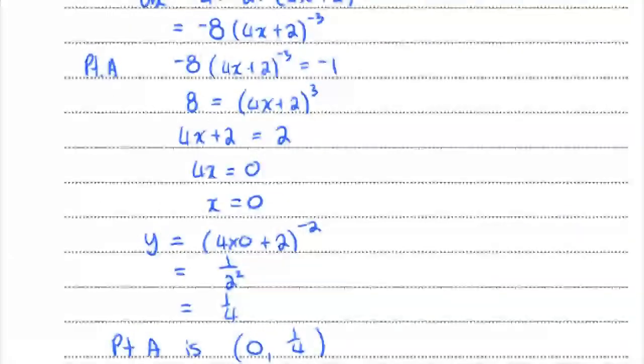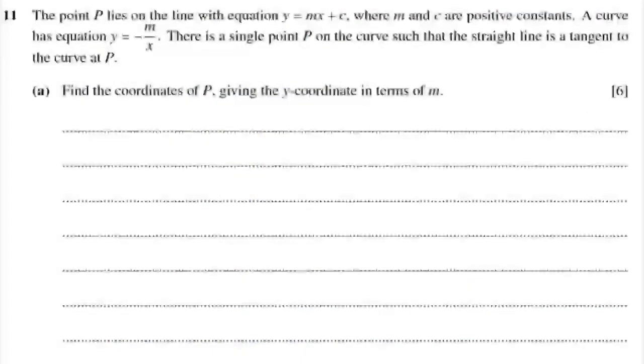Okay, can't fit much more on. Right, question 11, the point P lies on a line with the equation y equals mx plus c. It's just a standard line. m and c are positive constants. A curve has the equation y equals negative m on x. We're going to assume that's the same m. There is a single point P on the curve such that the straight line is a tangent to the curve at P. Find the coordinates of P, giving the y coordinate in terms of m.